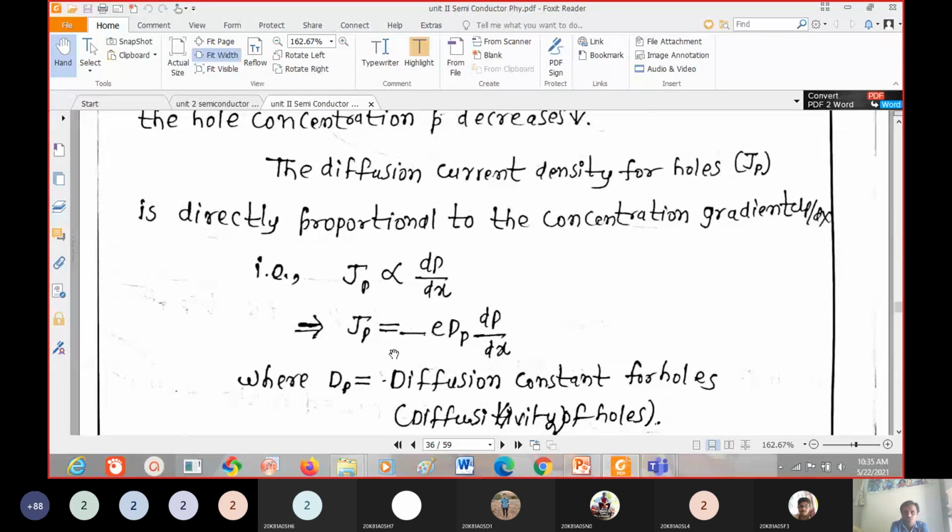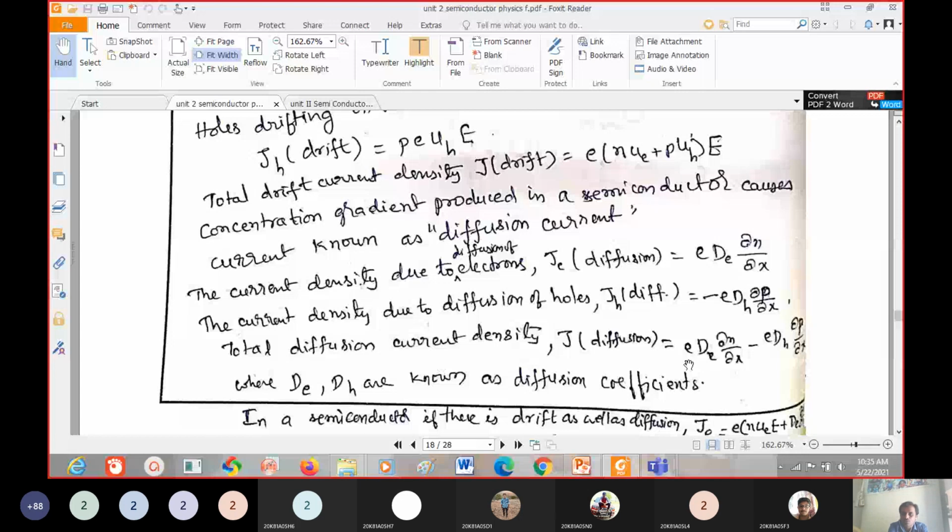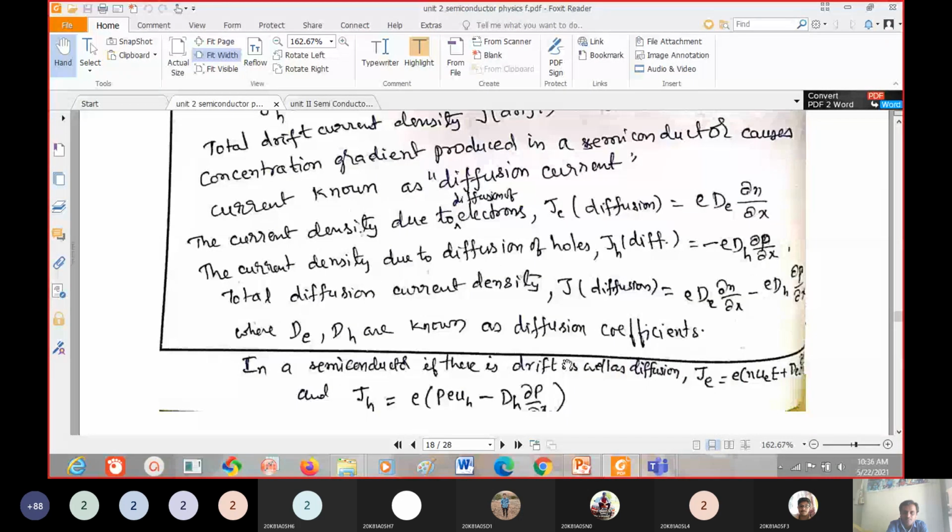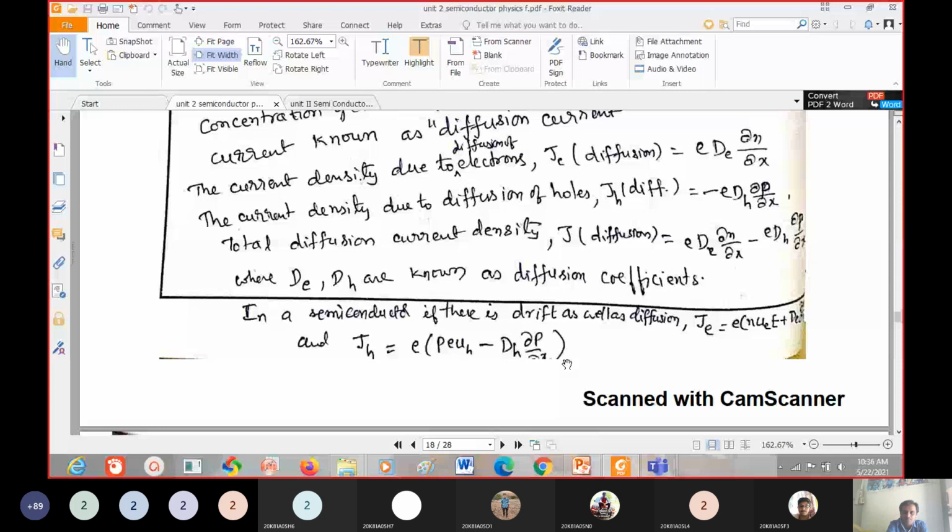If you observe the resultant, the total diffusion current density J is equal to the sum of both: e into Dn into dou n by dou x minus e into Dp into dou p by dou x. This is the resultant diffusion current density. So this is about the current density of the holes as well as electrons. We are discussing current density of diffusion and drift here. These are the equations for current density due to diffusion as well as current density due to drift.